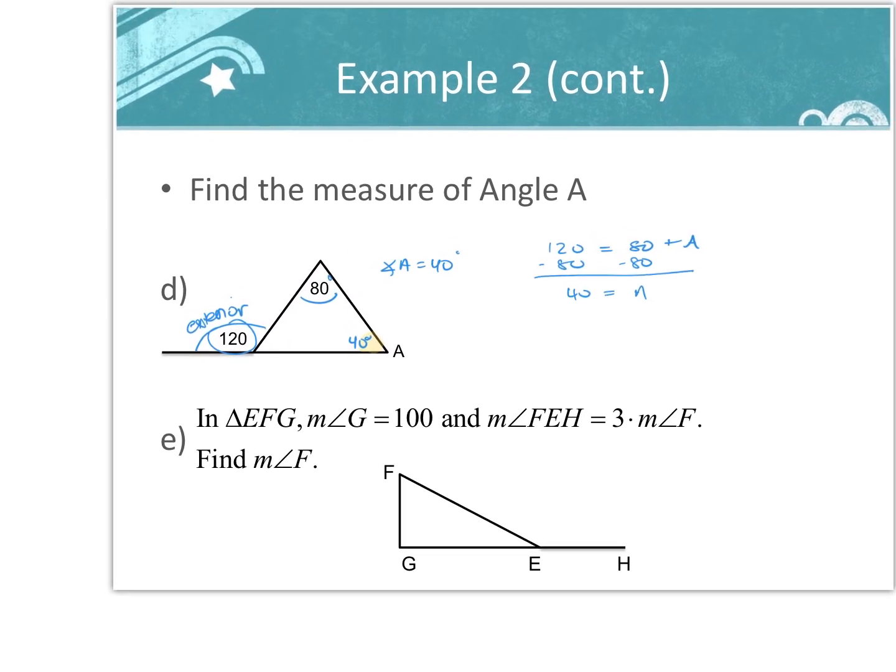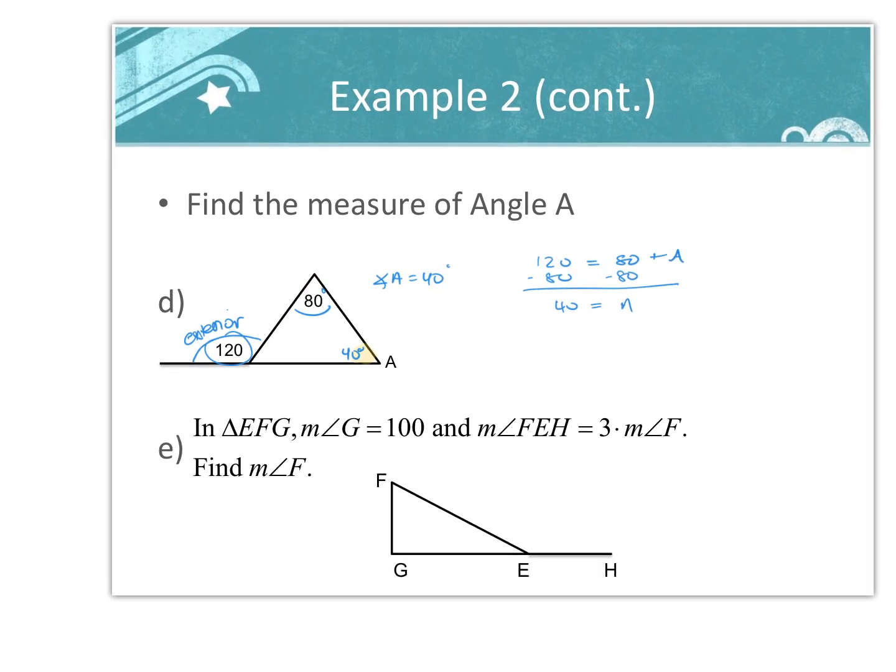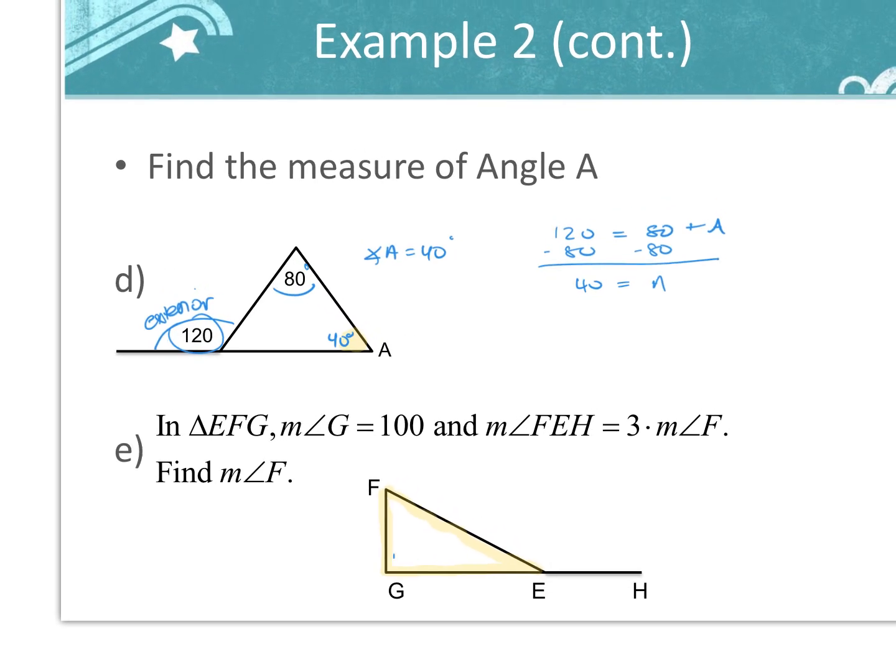Now, when I get to this bottom one, I've got to be careful with what angles they're referring to, because they didn't do it in the drawing. They told me in the description. So we're talking about triangle EFG. That means we're talking about this triangle here, okay? And they say that the measure of angle G is 100 degrees. So right here, I know this is 100 degrees.